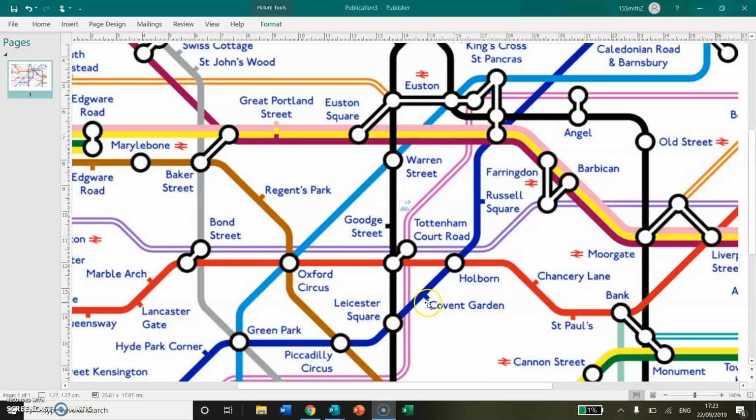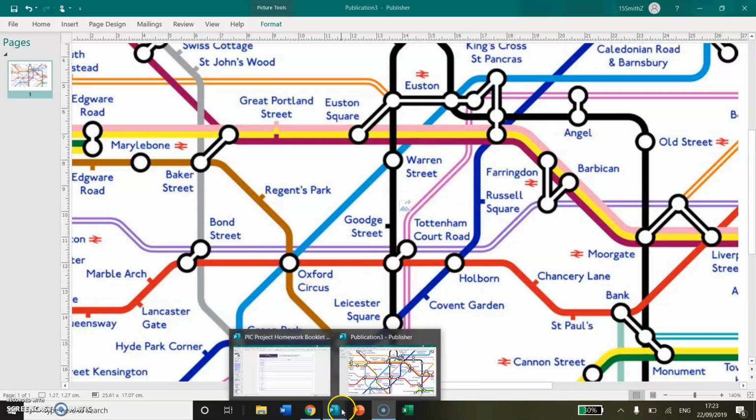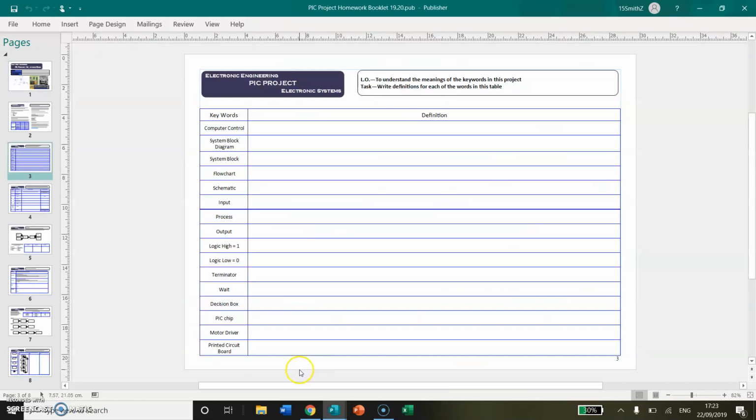So Covent Garden's a perfect example. They've just put it slap bang in the middle. It's clear to read, but it's not accurate to the layout on the ground. So a schematic is a simplified version of a diagram.